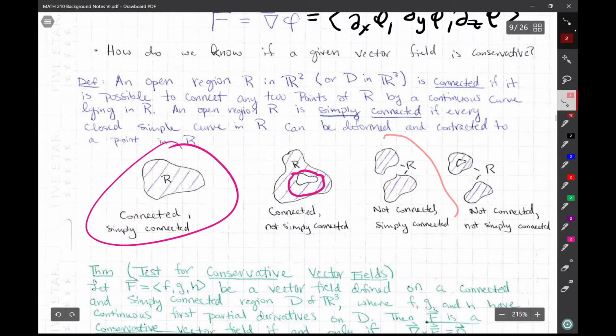This region here is not connected. You can't connect a point here to a point here, okay, but it is simply connected because any curve that you draw in there can be contracted to a point. And this region here is neither connected nor simply connected.